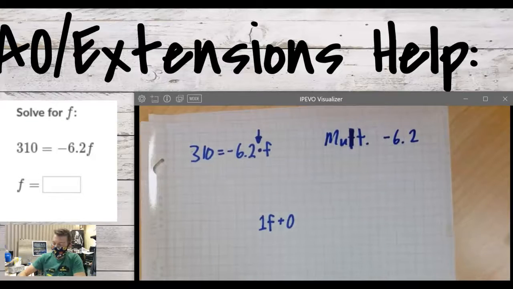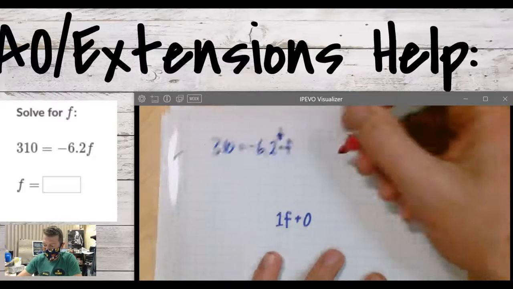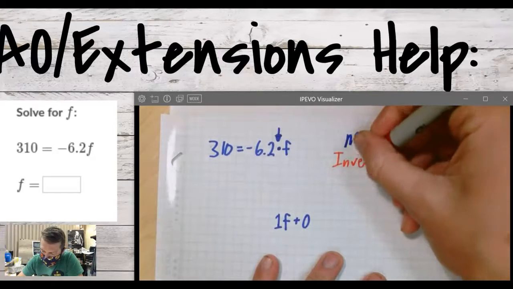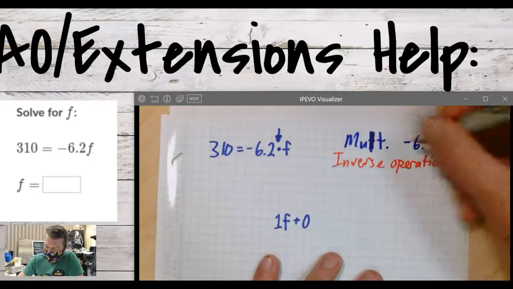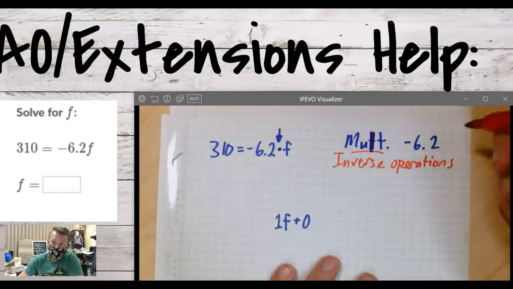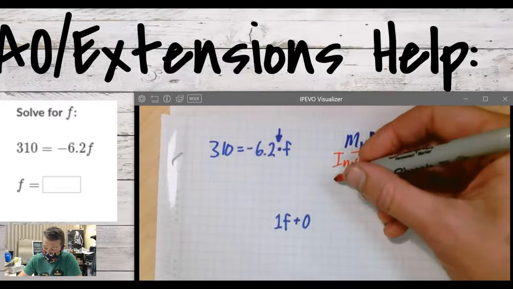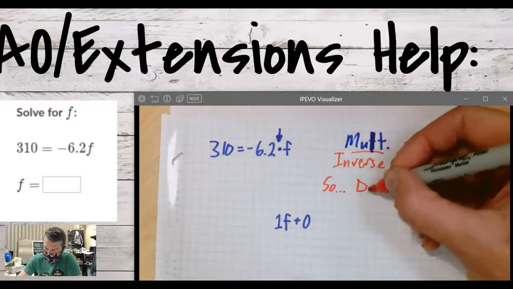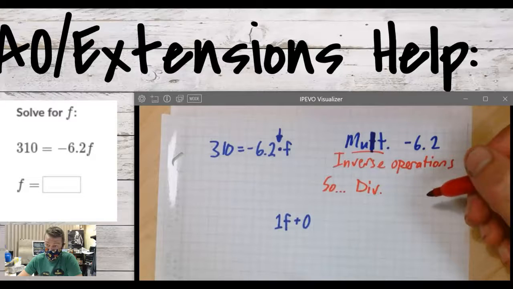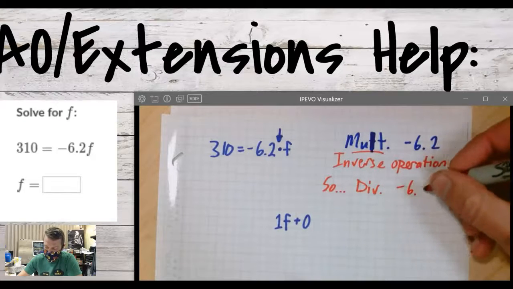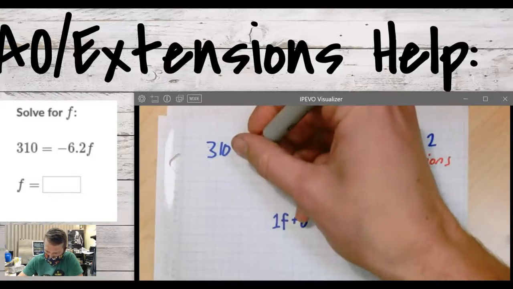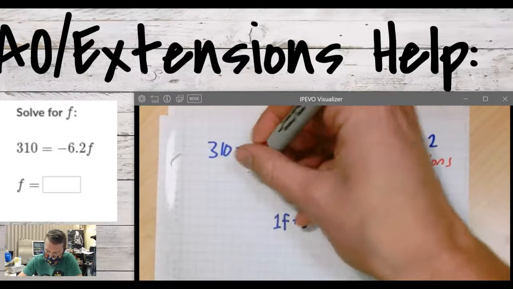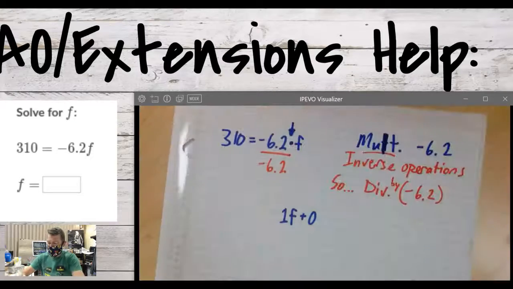So then to undo this, remember the vocab word that we're trying to learn is inverse operations. What's the inverse operation to multiplication? Division. So we want to divide, and what's the number we want to get rid of? Negative 6.2. So we want to divide by negative 6.2. So we should actually say divide by. So when we come over here and do that, we can actually draw that to look like a fraction because we know fractions are division.